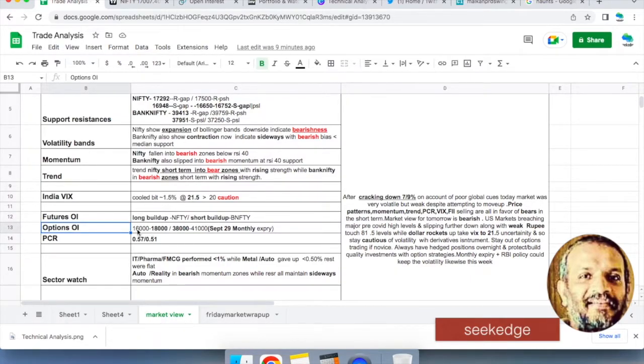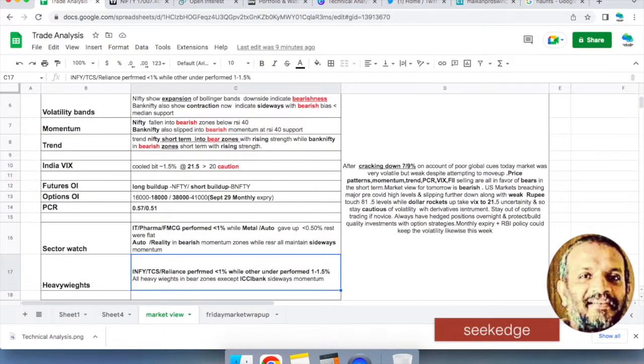Options higher levels are still a very wide range. 16,000 to 18,000 is the range where the highest put writing is seen. 38,000 and 41,000 is the range where the September 29 monthly expiry levels are written right now, the highest put calls in the Bank Nifty. The 0.57 and 0.51 put call ratio in the Nifty and the Bank Nifty is not bullish at all. It's very close to the bearish zones.